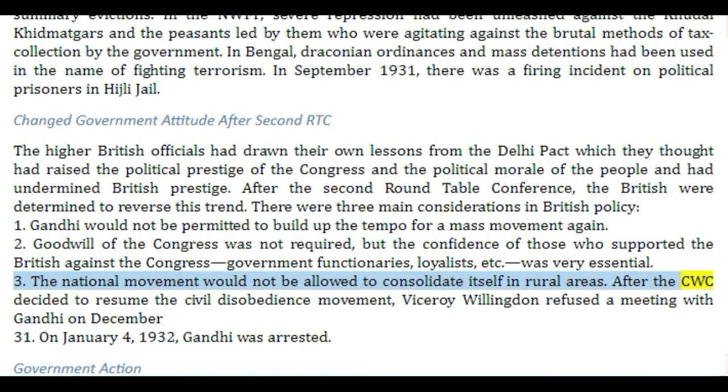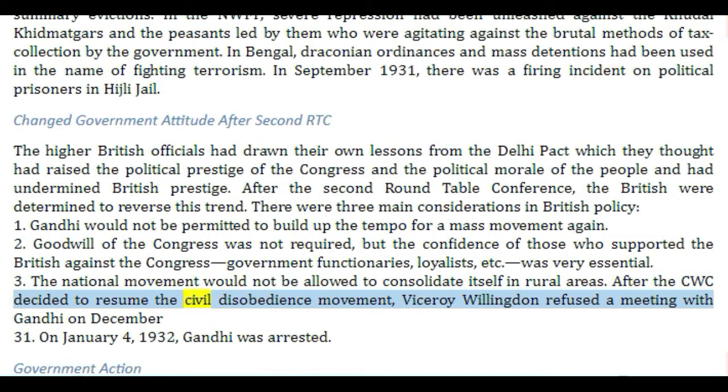After the CWC decided to resume the civil disobedience movement, Viceroy Wellington refused a meeting with Gandhi on 31st December. On 4th January 1932, Gandhi was arrested.